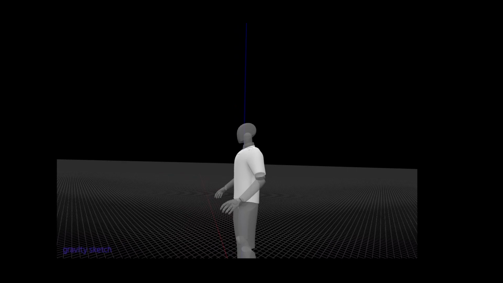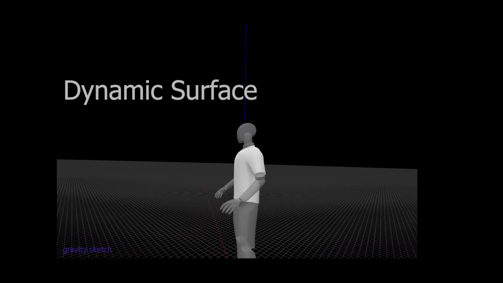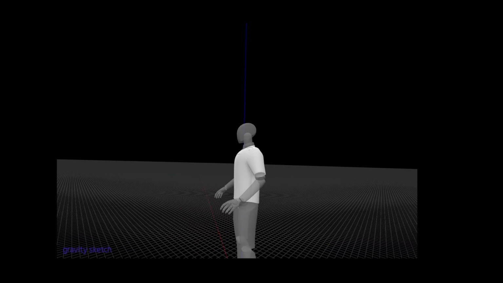Hey, in this video, we're going to go from a static surface to a dynamic surface. And what this means, we're adding draping characteristics to the sketch. So let's get started.